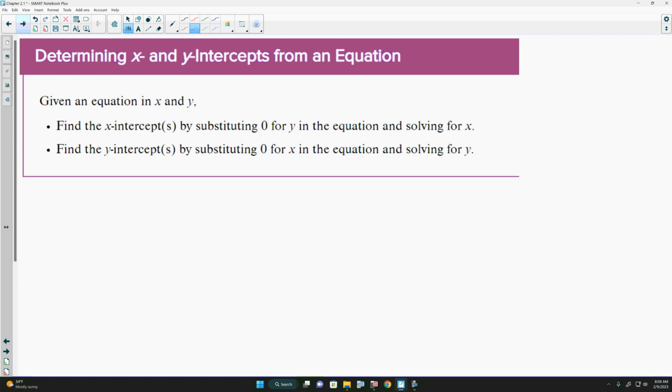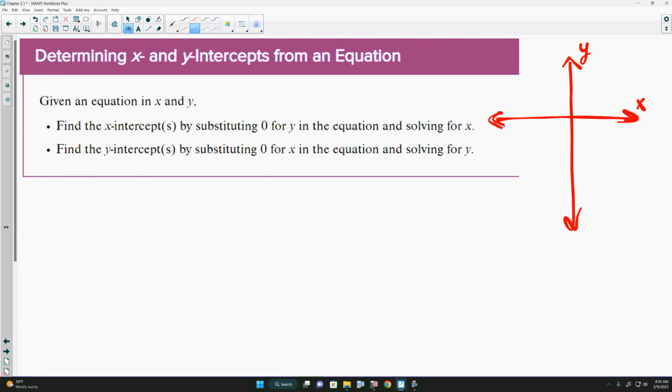Determining an x and y intercept of an equation. X and y intercepts. It's just where it crosses the x and y axis. If it crosses the x-axis, so on a Cartesian coordinate, so the x-intercepts are going to cross the x-axis. Well, what is the value of y at the x-axis? Well, the value of y is what? 0, yes?